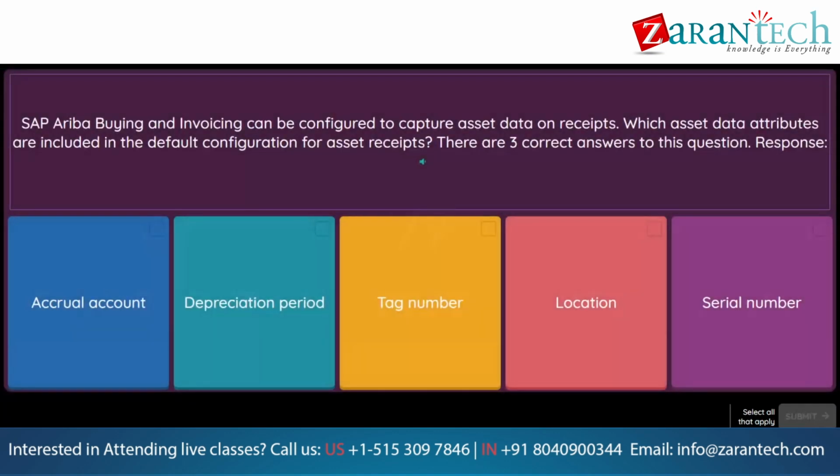Question: SAP Ariba buying and invoicing can be configured to capture asset data on receipts. Which asset data attributes are included in the default configuration for asset receipts? There are 3 correct answers to this question. Response: Option 1, accrual account. Option 2, depreciation period. Option 3, tag number. Option 4, location. Option 5, serial number.